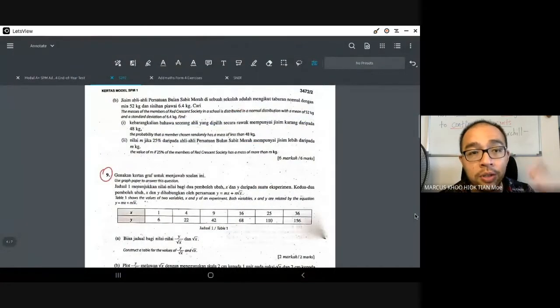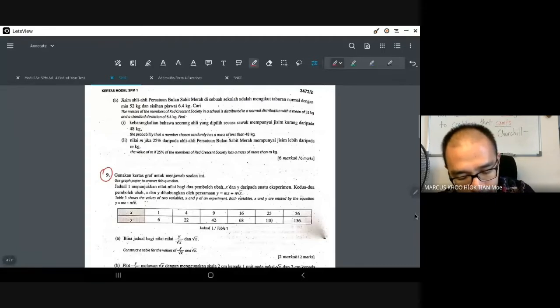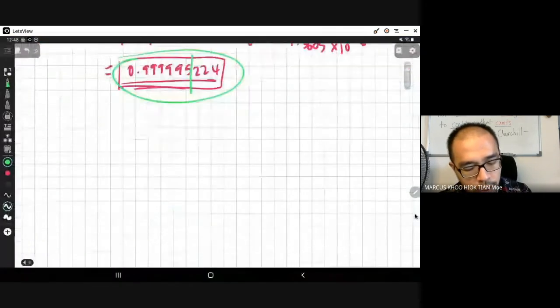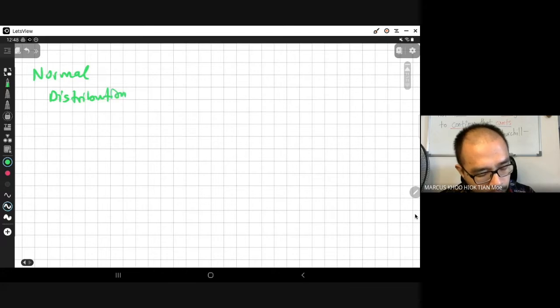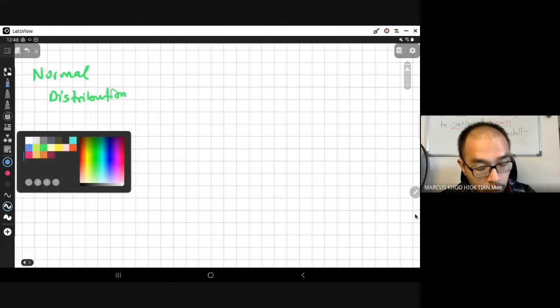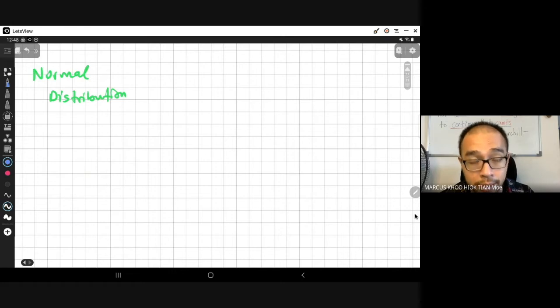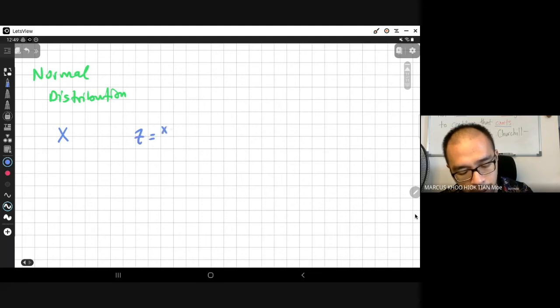If 1 is binomial, you know that this next one is definitely normal. Okay, mean 52 and the standard deviation is 6.4. Let's do a little bit of recap. For normal distribution, we usually use the table method, which is we start with the x value and then we change it to z value, x minus mu over sigma. Remember that mu is the mean and sigma is the standard deviation.